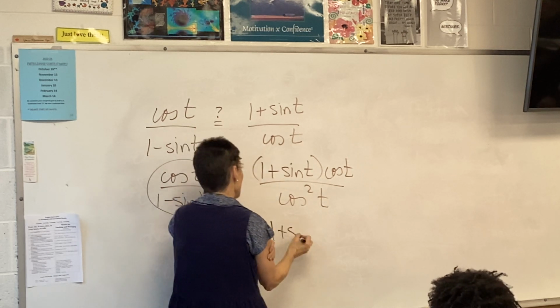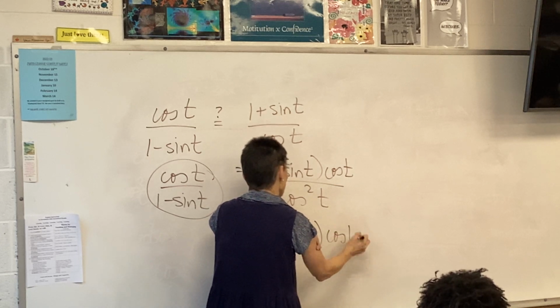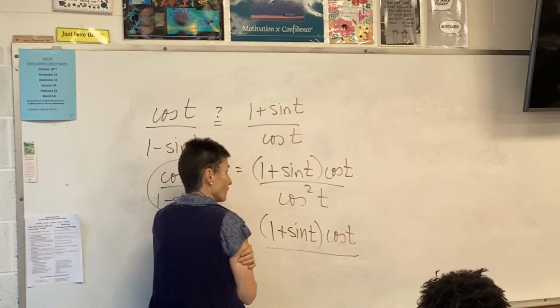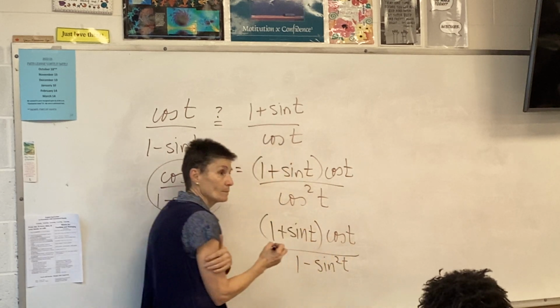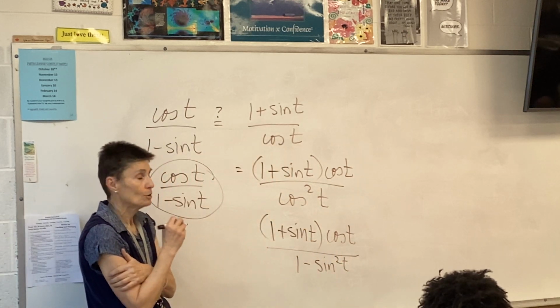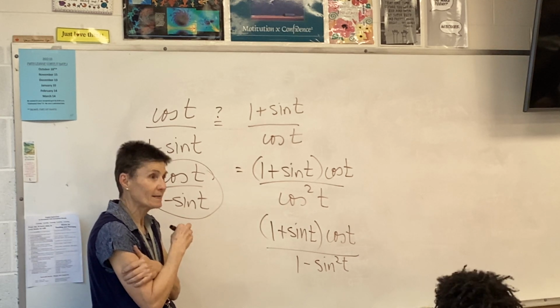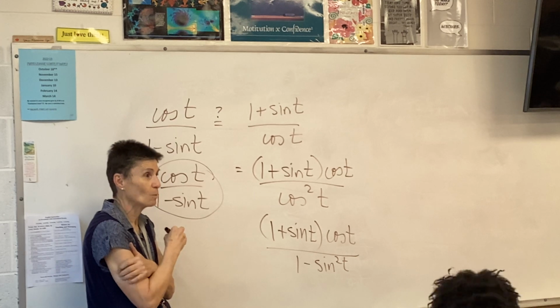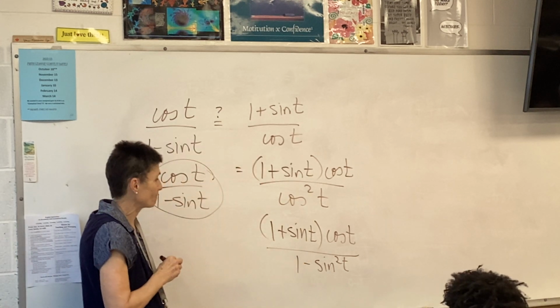What is it when I change cosine squared into sines? What does that become? What's cosine squared? 1 minus sine squared. Who just said that? I thought so. Miss whining and complaining about having to know sine squared plus cosine squared is 1. Yeah, you know it already. Cosine squared is 1 minus sine squared.